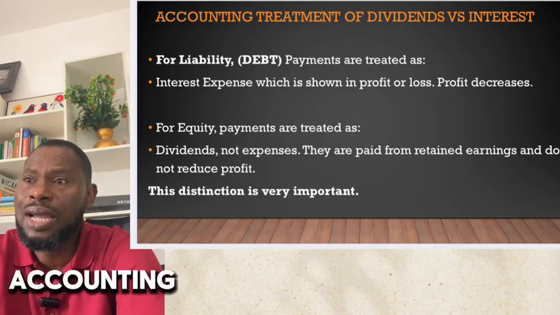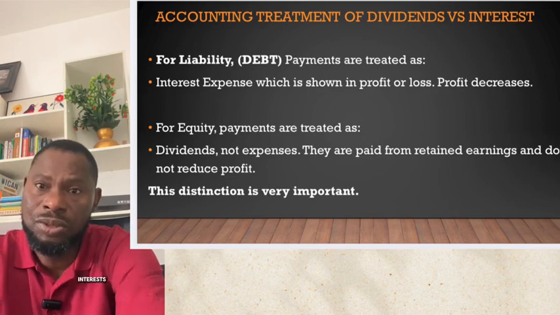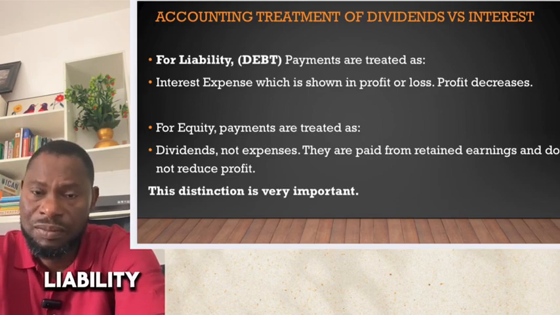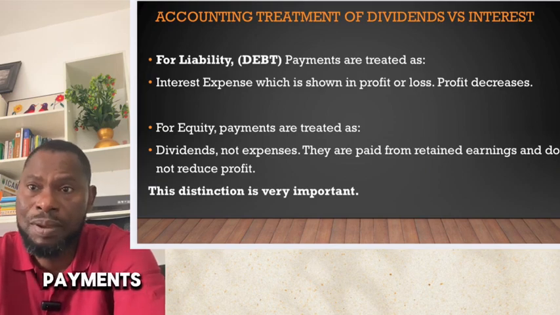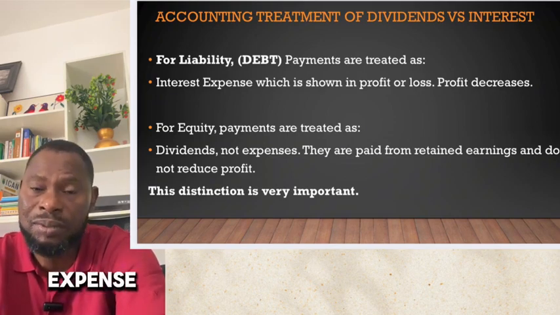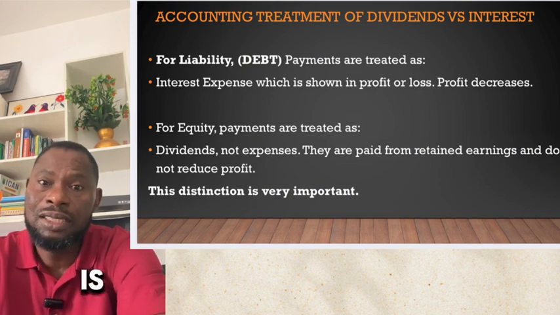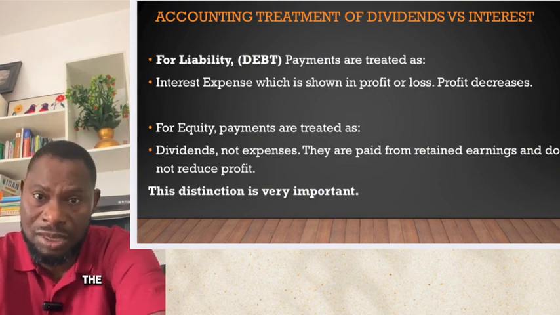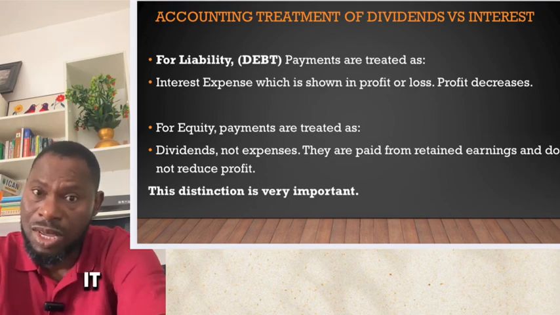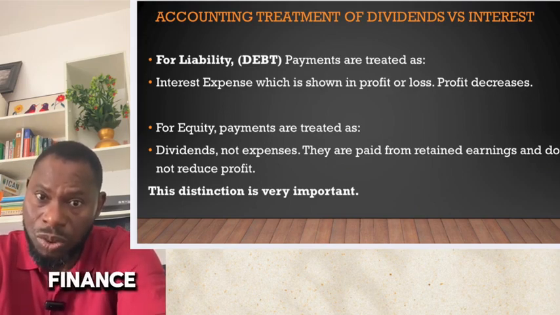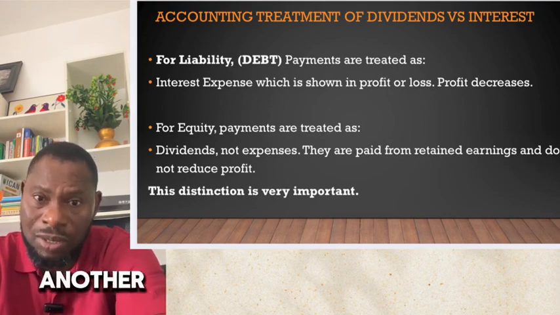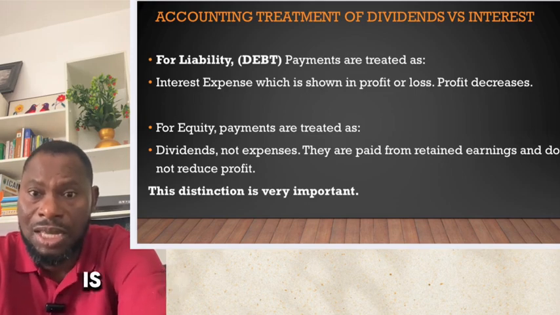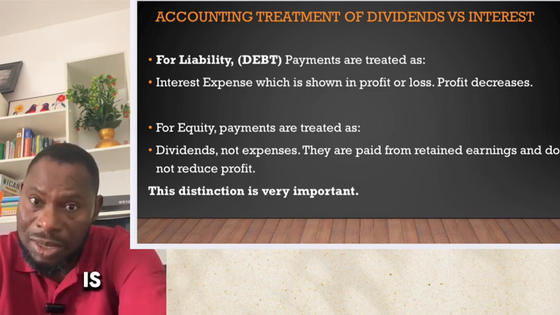Okay, so we're going to look at accounting treatment of dividends versus interest. For liability, liability is debt, isn't it? So payments, how do you treat payments? Payments are treated as interest expense, finance cost, and it is shown in the profit or loss. That's the income statement. How is it showing? It is shown as finance costs in the statement of profit or loss and other comprehensive income. That is how liability is treated.